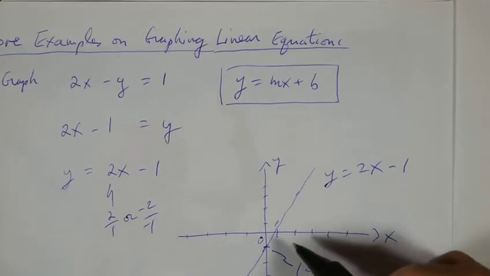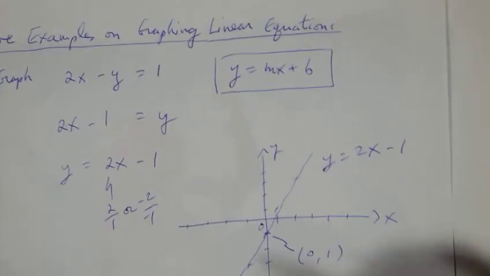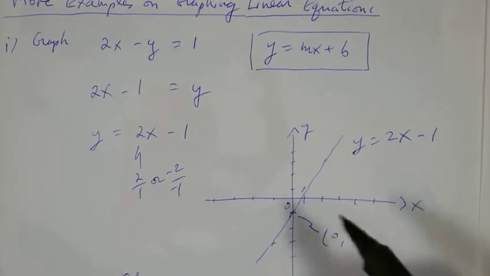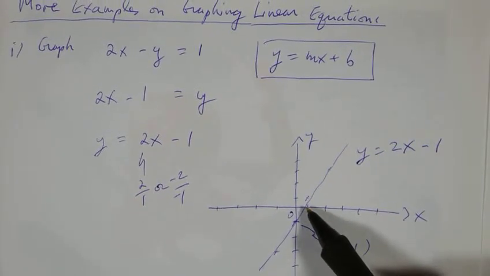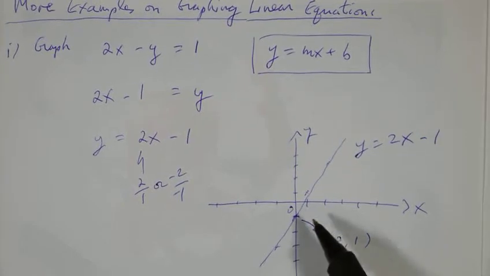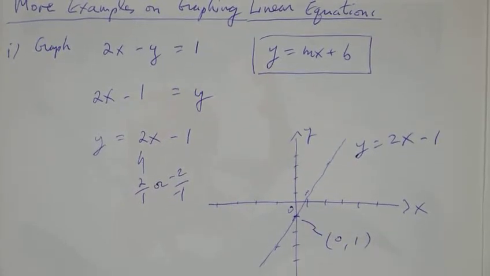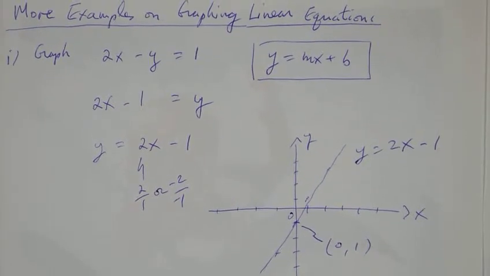So if you look back to my graph, this is a rough sketch, so it may not look like exactly 1/2, but you get the idea. It's 1/2, 0 here. That's the x-intercept. The y-intercept is here, 0, minus 1. So that's my first example.